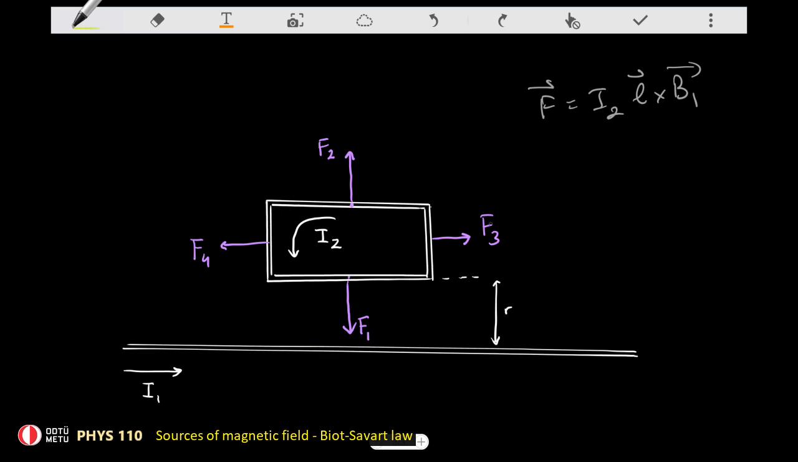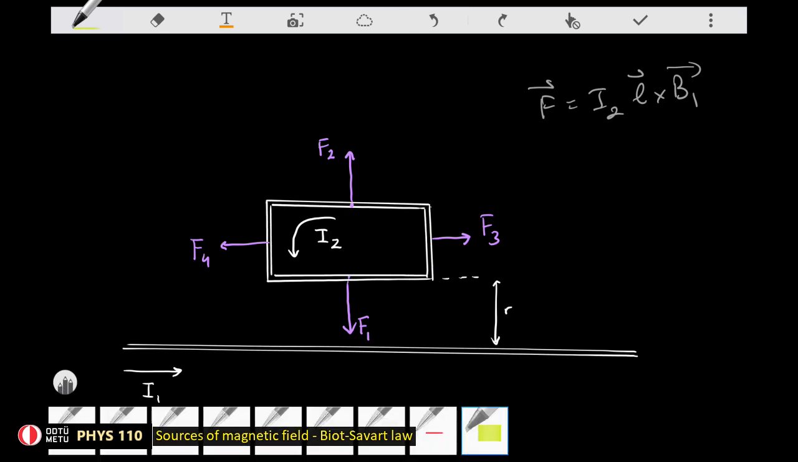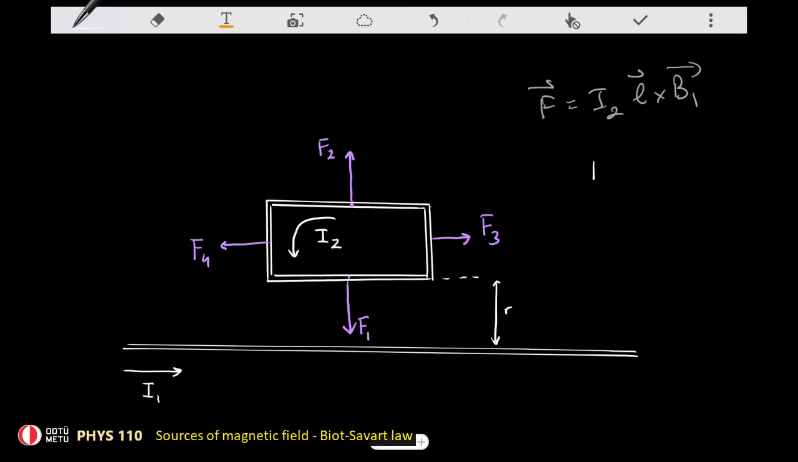And the second thing is that F3 should be exactly equal to F4, because essentially the magnetic field is a variable, but this magnetic field somehow has the same dependence at these two sides. So therefore, if I evaluate the integral, I'm going to evaluate the same integral. So as a result, the magnitudes would be the same, and these two forces are the same. So let me just write this down like that: F3 is equal to F4.